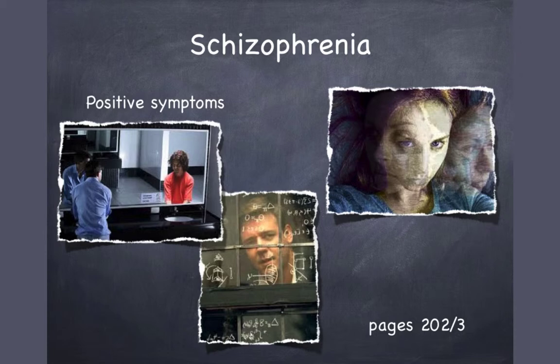Now, positive symptoms are maybe ones you're more familiar with, and you'll find these on page 202 and 203. The abnormal behaviors that are present in people with the disorder include hallucinations, delusions, delusions of grandeur, delusions of persecution, grossly disorganized behavior, and inappropriate affect. Now this detail, you'll find descriptions of this on page 202 and 203.